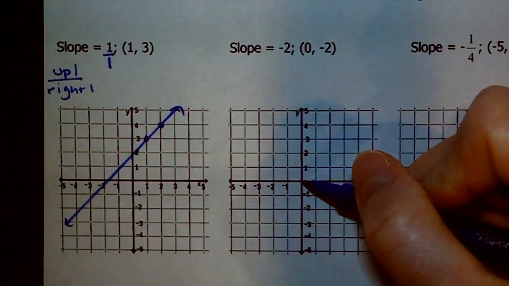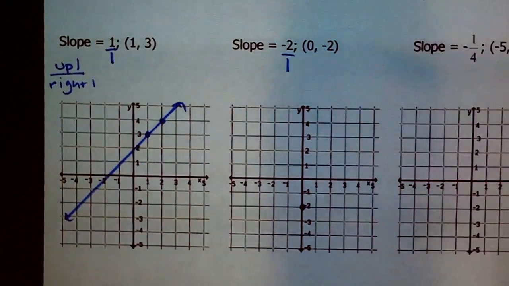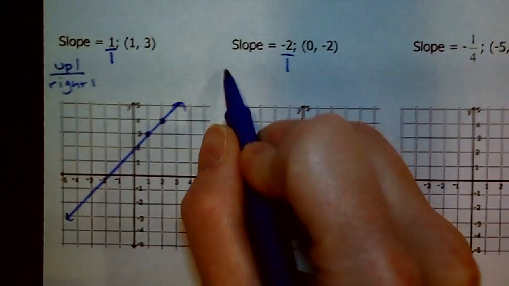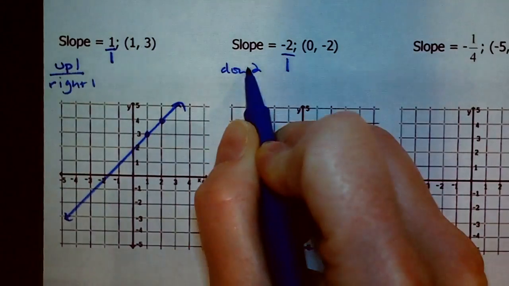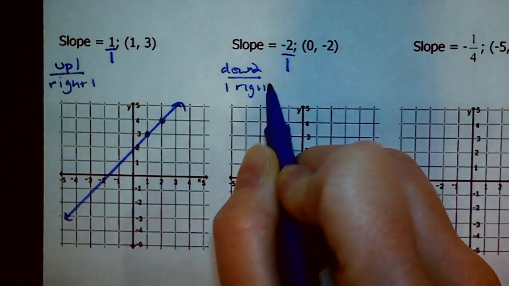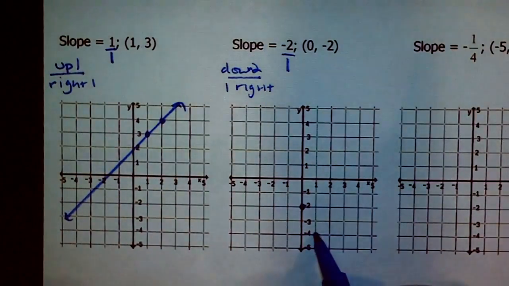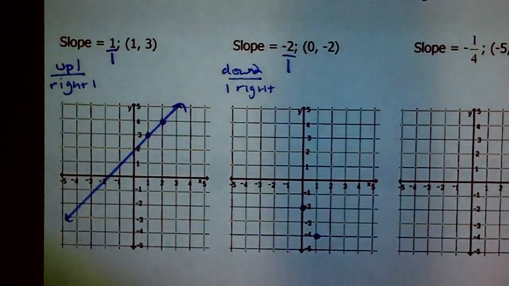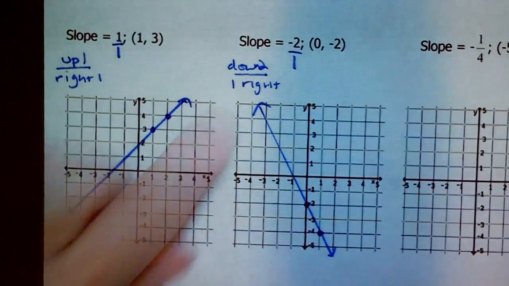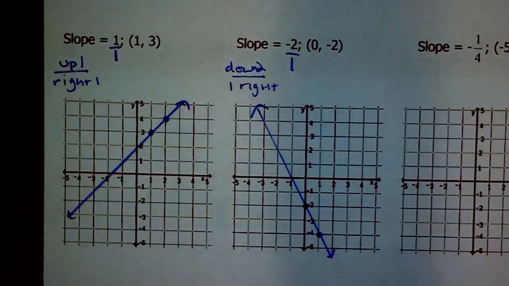0, -2. That means 0 on the x, -2 on the y. Again, whole number slope. Put a 1 under it. This time my numerator is negative. That means that I need to go down 2. My denominator is positive. That means I'm going to go 1 to the right. So from this point, we go down 2, right 1. Draw our line. And hopefully you notice, we just talked about it, this line is heading downward, which makes sense because it's a negative slope. It should head downward when it's a negative slope.